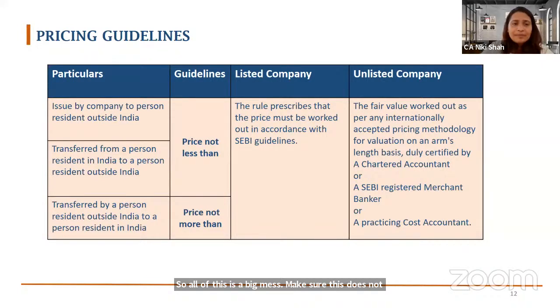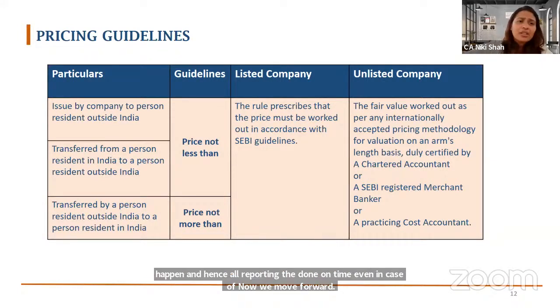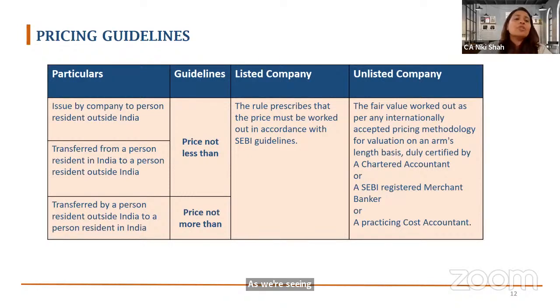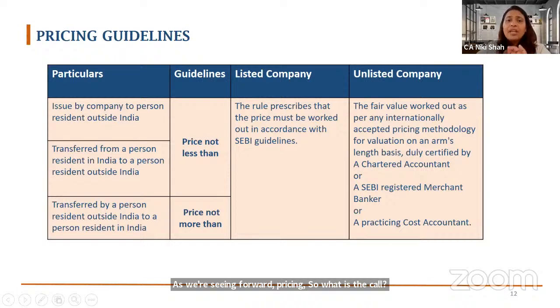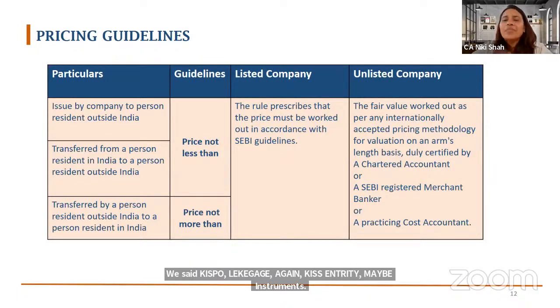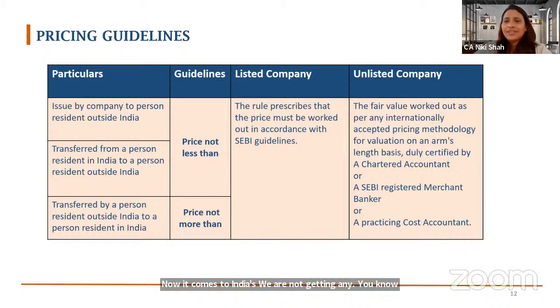Now we move forward. As we are seeing forward, pricing guidelines. This is the core when it comes to FDI. So what is the core? We said, kisko leke jayenge? Kis entity mein, which instruments? Now it comes to India's perspective, making sure we are not getting any loss at our end.